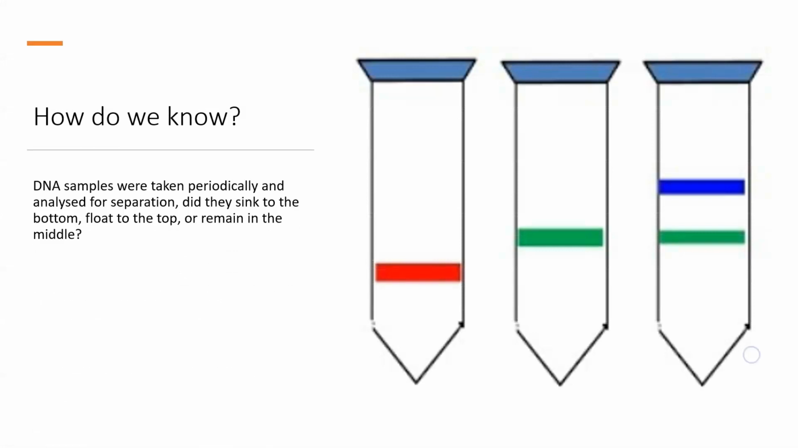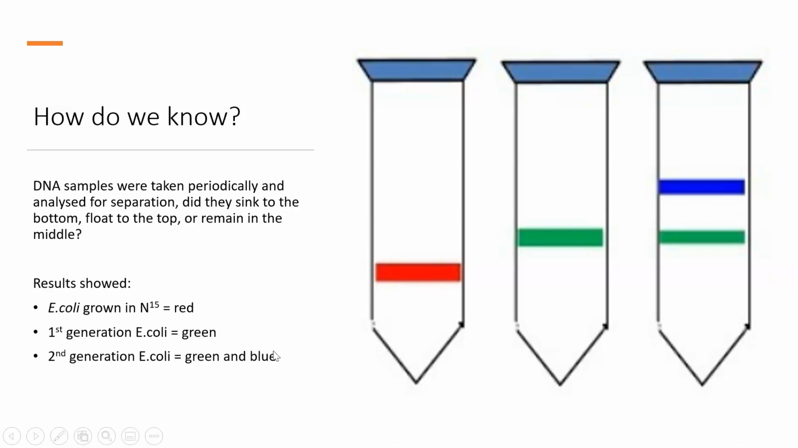What did it show us? Well, some DNA samples were taken periodically and they were analysed for separation. Now, did they sink to the bottom, float on top, or remain in the middle? So the E. coli grown in the N15, that's our red marker here. So that was denser. We've already said the N15 was heavier. The first generation of E. coli is shown in green, so slightly less dense. And then the second generation of E. coli is our blue and our green here.